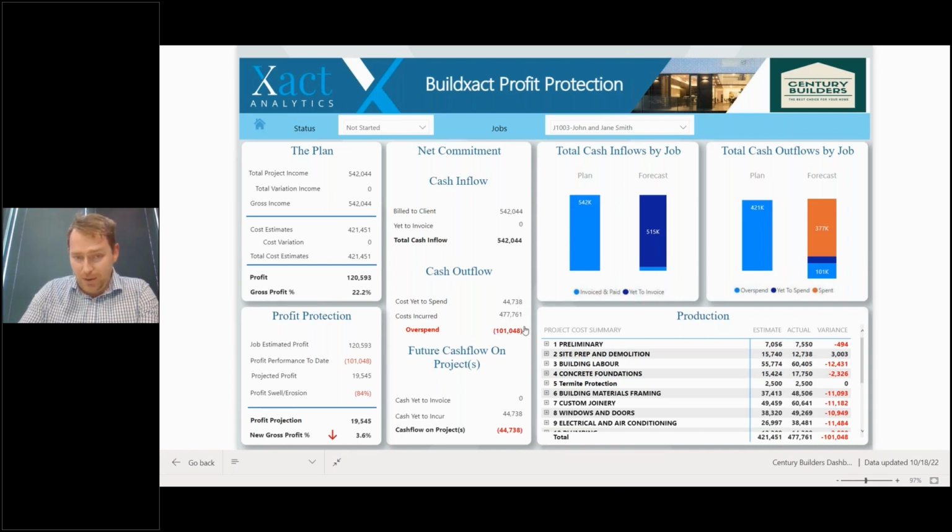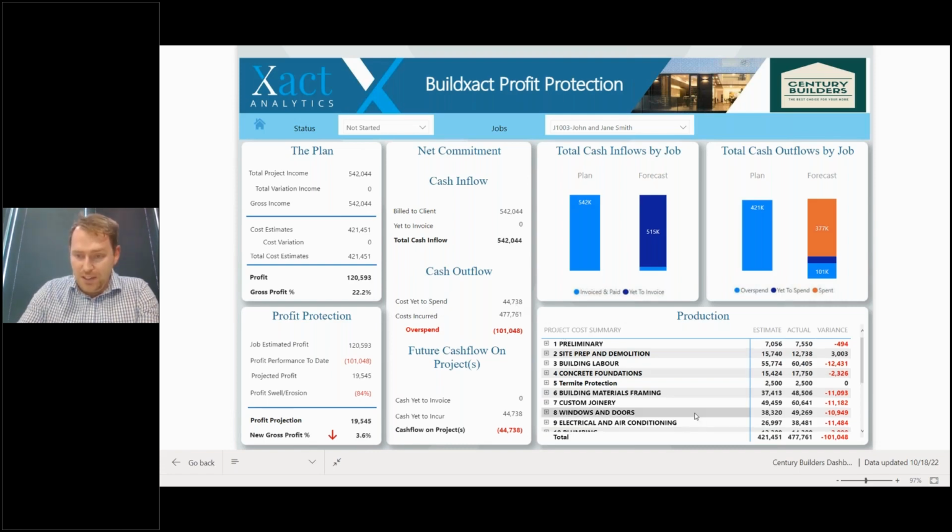So this here is the number that I care about most, which is critical, because when you fast forward over here to the profit protection, we're planning to make 120. We've torn up 100. Now we're only going to make 19 grand, or given away 84% of our profit. So now we're sitting at 19, and this is our new GP, which is not very fun at all, to be absolutely honest.